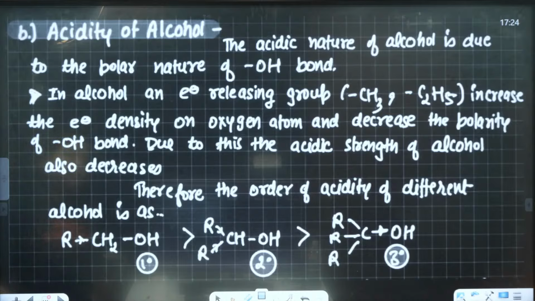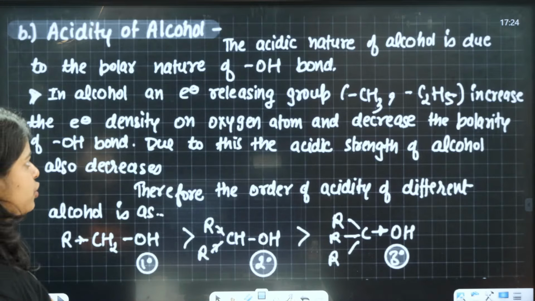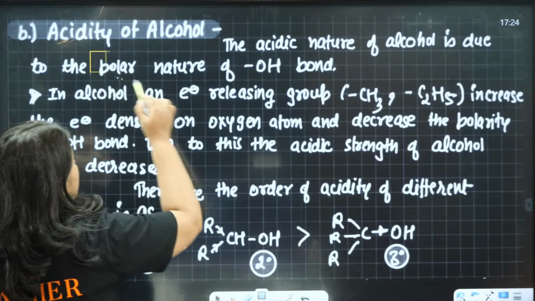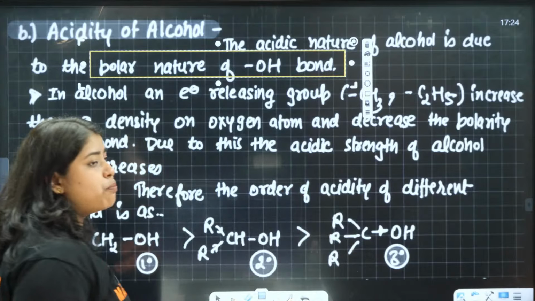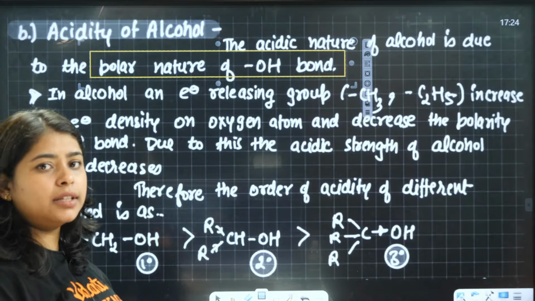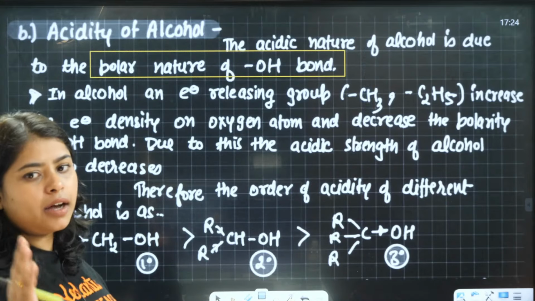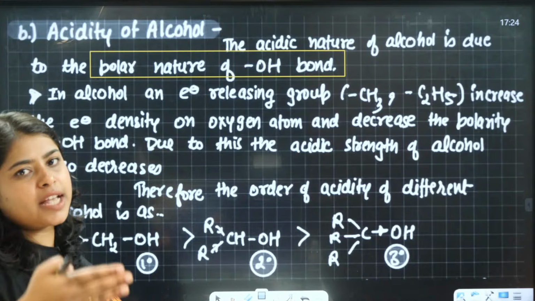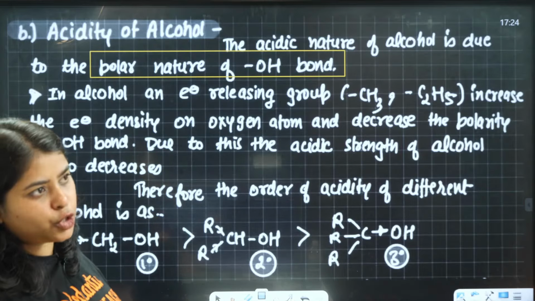Next comes the acidity of alcohols. First is the reaction with the metal, then comes the acidity of the alcohol. How does the acidity work? The acidic nature of the alcohol is due to the polar nature of the OH group. According to the OH bond polarity, the acidity is decided, and polarity will decide which acidity is going to be more and which is going to be less.